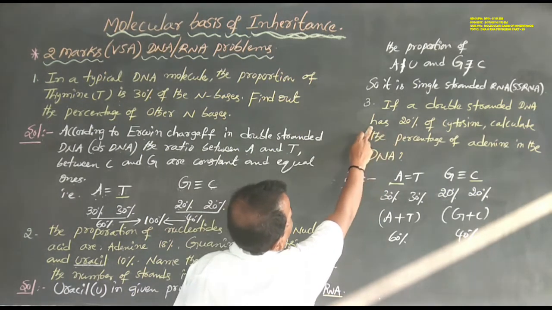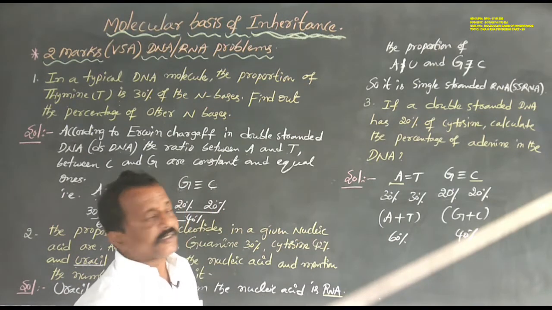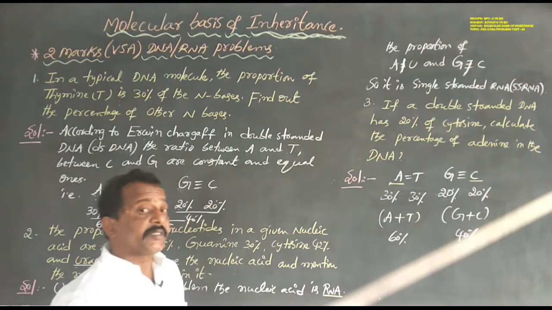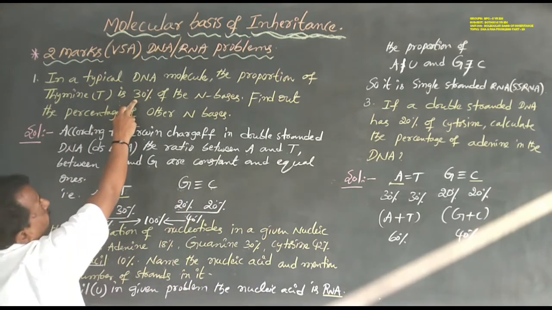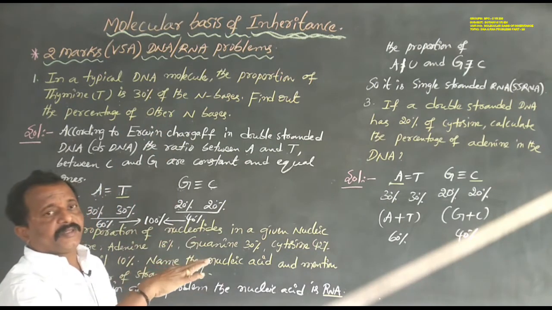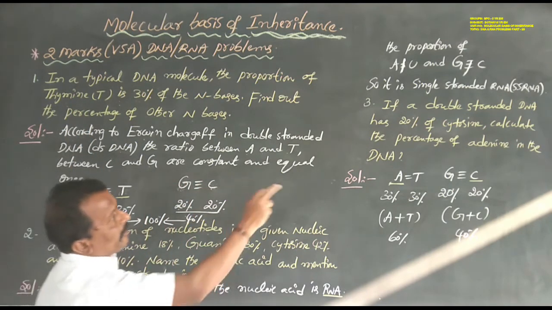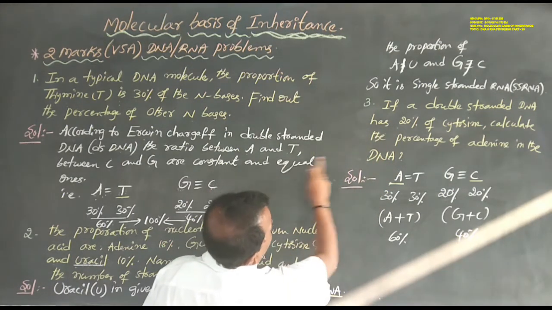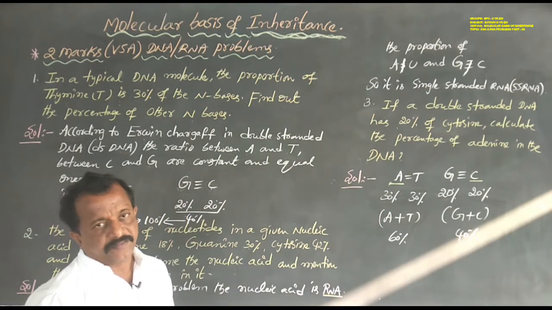If a double-stranded DNA has 20% of cytosine, calculate the percentage of adenine in the DNA. In the first problem, thymine was 30%, and we found the remaining percentage of the other nitrogen bases: adenine, guanine, cytosine. But here, 20% of cytosine is given, and we need only the percentage of adenine.